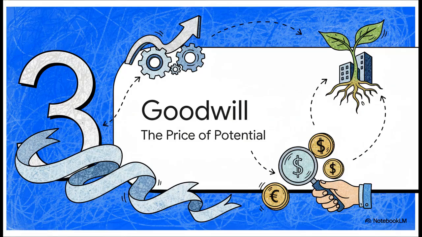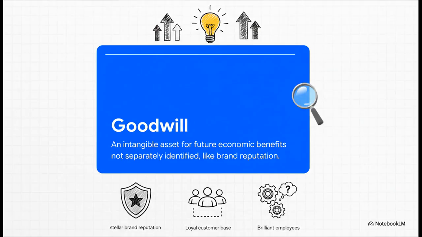And that last step brings us to one of the most interesting and honestly most misunderstood ideas in all of accounting: goodwill. So what on earth is goodwill? Well, it's considered an intangible asset. It's basically the premium that a buyer pays over the fair value of all the stuff they just bought. So why would anyone pay extra? Well, it's because they're buying things you can't really put a price tag on, like a stellar brand reputation, a super loyal customer base, or a team of brilliant employees. It is literally the price you pay for potential.